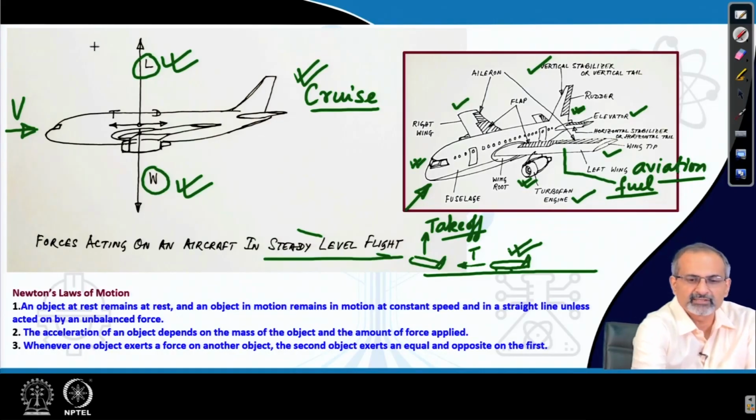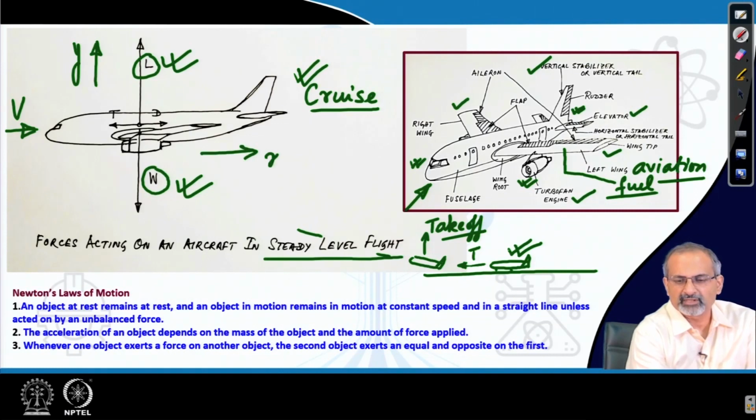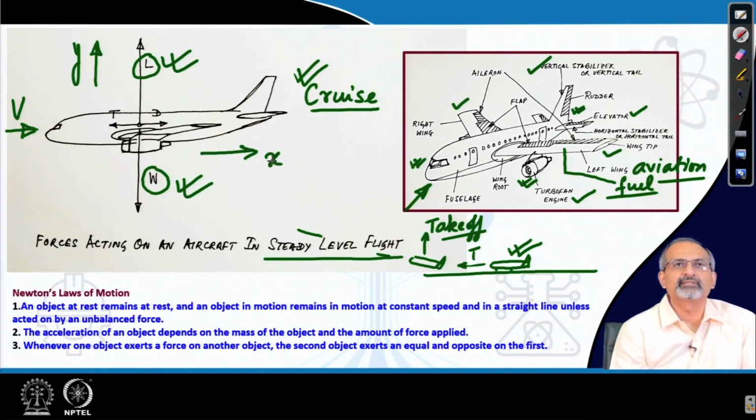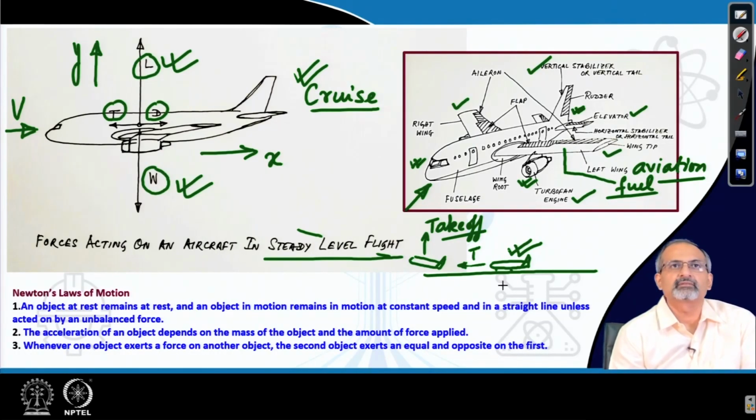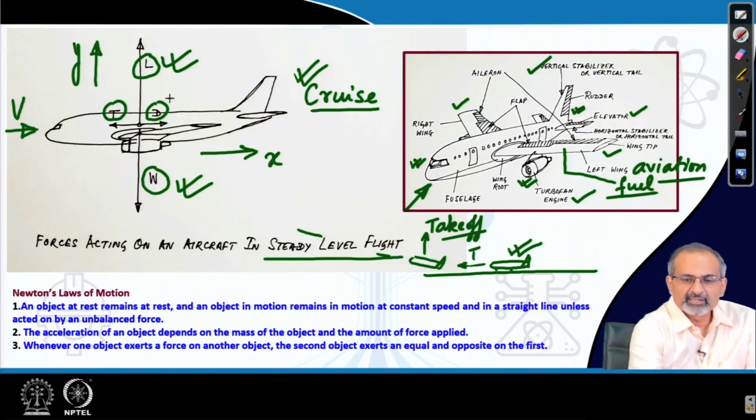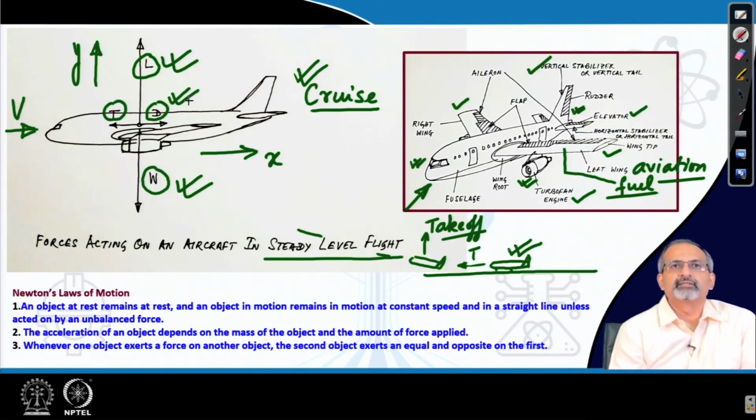So, we looked at the forces, let us say along the y direction. Now, what are the forces along the orthogonal direction, if we call this x? We have 2 forces here, thrust and drag. We already saw that because we are running the engine, we are generating the thrust which keeps the aircraft moving forward. Now, there is an equal but opposite force, the drag, which is acting exactly in the other direction, and these forces are balancing each other.